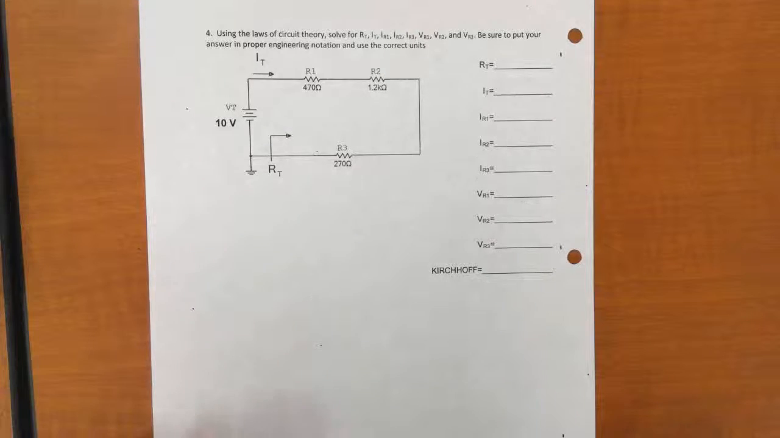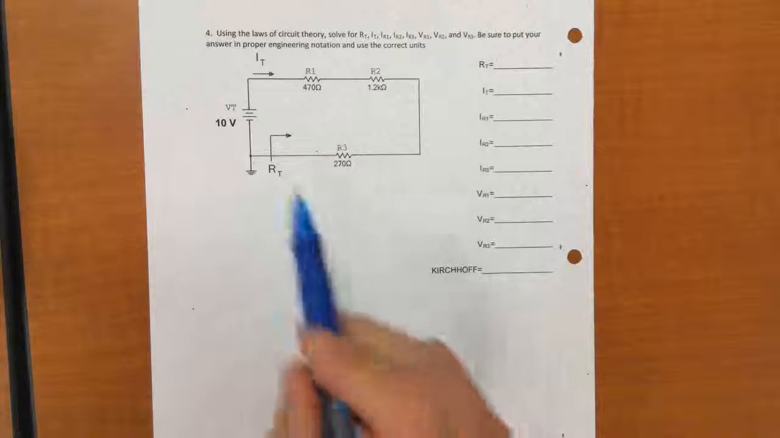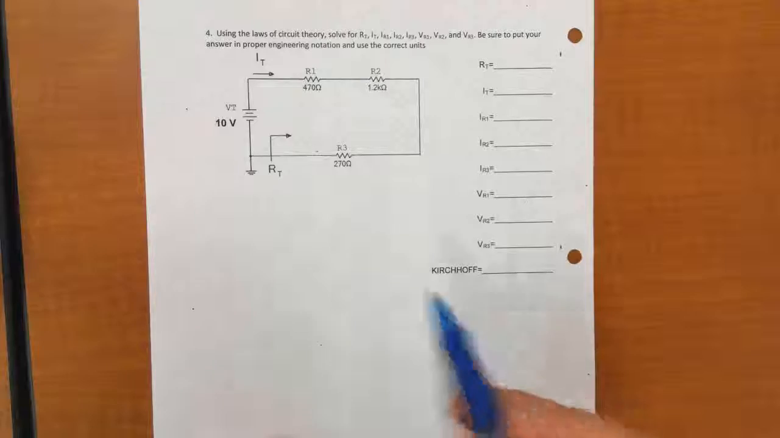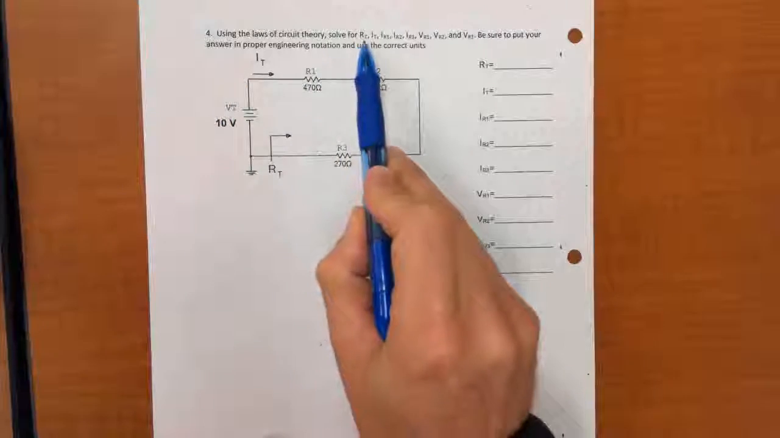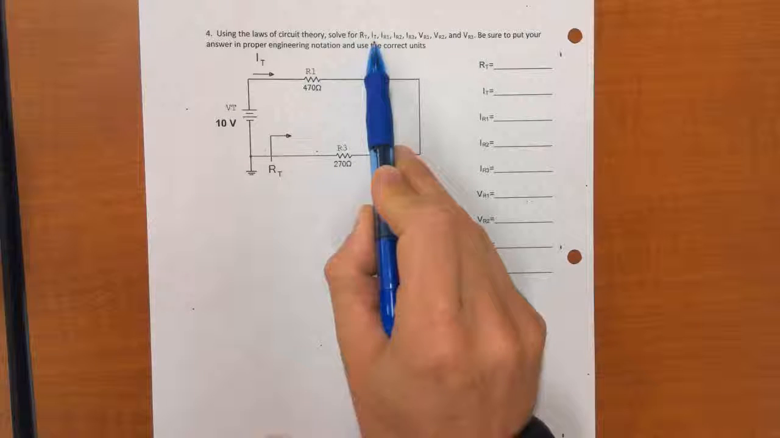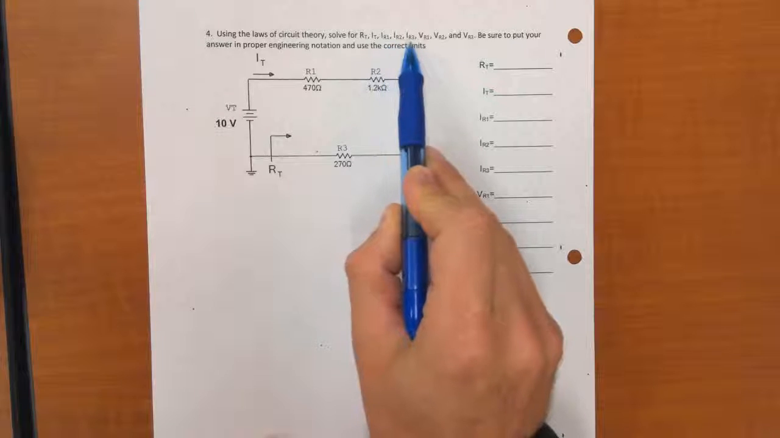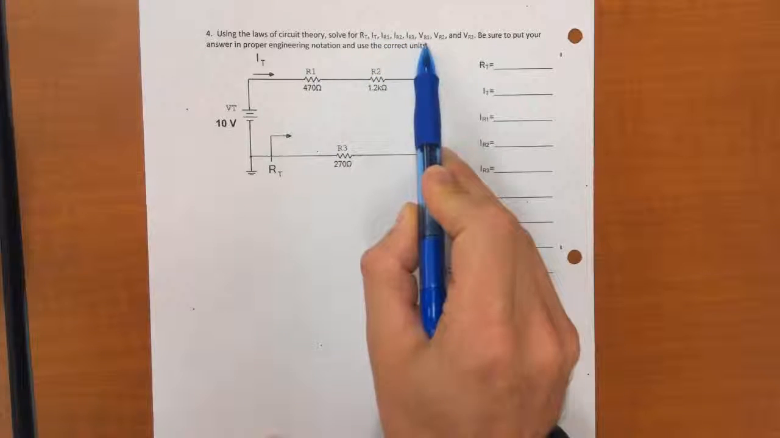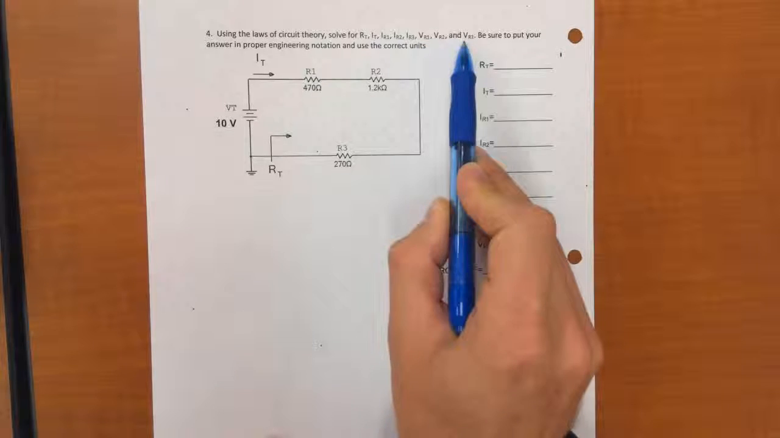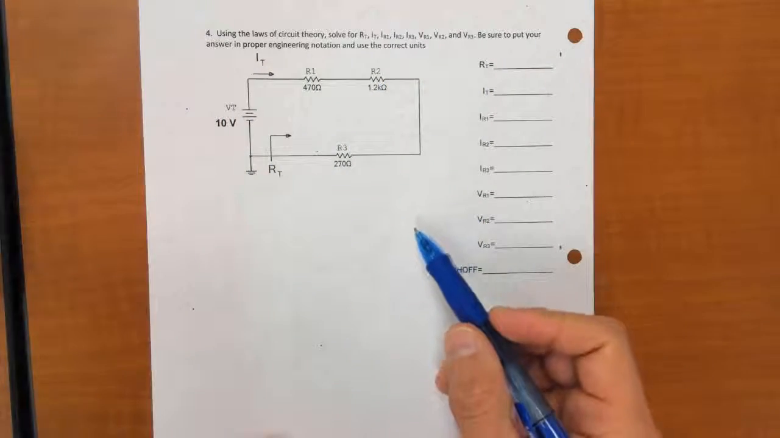Okay, we're going to go through this problem from the series circuit worksheet. It is number 4 on the back. Using the laws of circuit theory, solve for the total resistance, the total current, I sub t, the current at resistor 1, resistor 2, and resistor 3. Also the voltage at resistance 1, voltage at resistance 2, voltage at resistance 3. Be sure to put your answer in proper engineering notation and use the correct units.